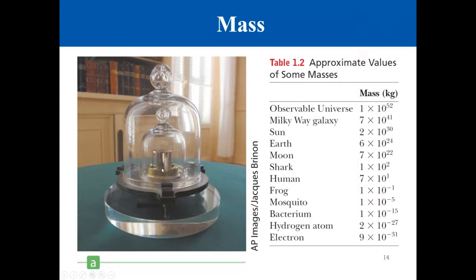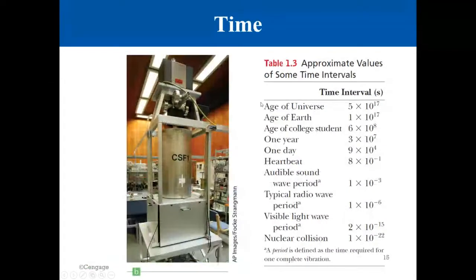We use that standard to represent various masses. So here you can see a typical mass for a human is 7 by 10 to the power 1, about 70 kilograms. The mass of Earth is 6 by 10 to the power 24 kilograms. The mass of an electron is 9 multiplied by 10 to the minus 31 kilograms. So the unit that we use is the kilogram, and there is the multiplier, as you can see here, that will allow us to express any mass, any measurement.